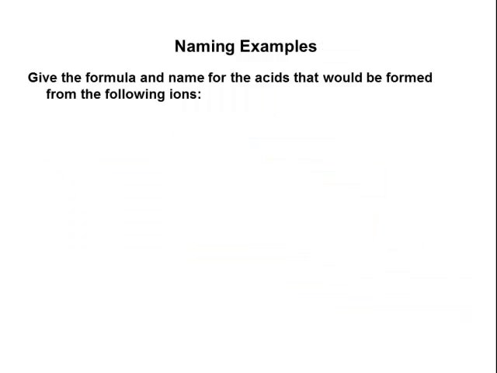So what I want you to do is give the formula and the name for the acids that would be formed from the following anion. So if I said I wanted you to form the acid from the bromide ion, well, you'd have to be able to recognize that bromide, the IDE ending, is monoatomic, so I'd be dealing with Br minus. If I have Br minus, I'd add just a single H to balance out its charge. Because I have the IDE ending, I'd use the hydro-ic, so I'd have HBr and it would be hydrobromic acid.